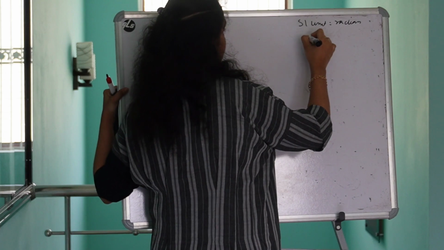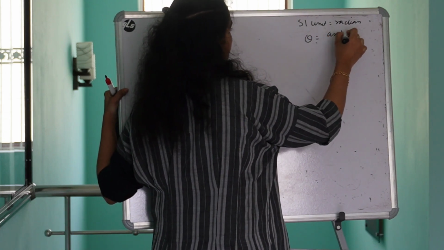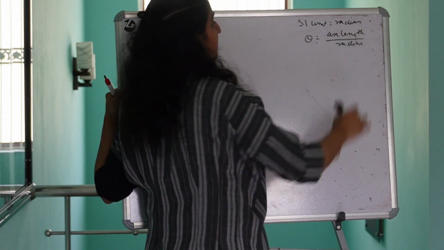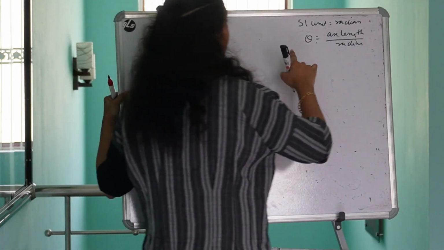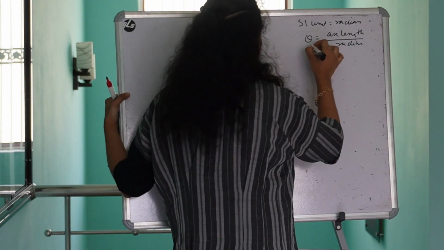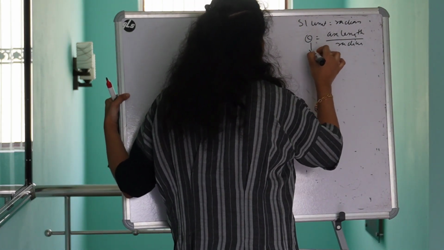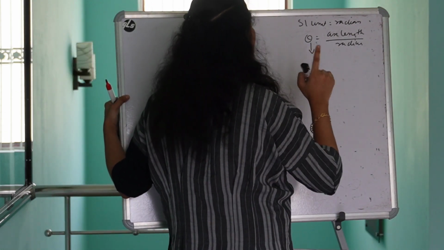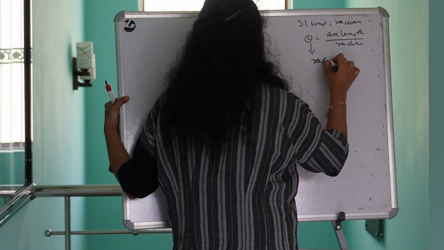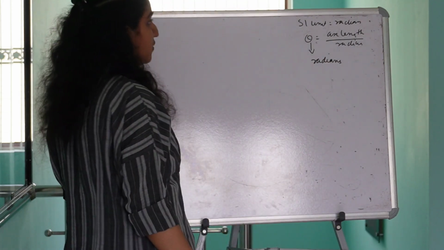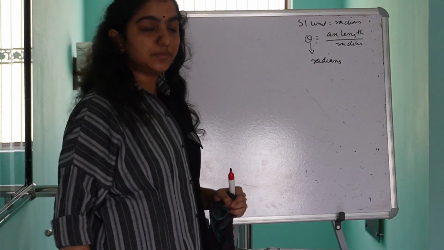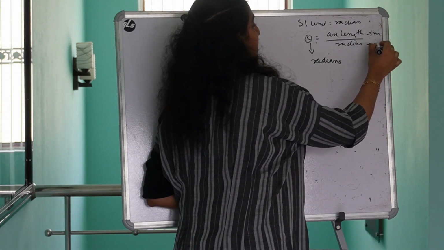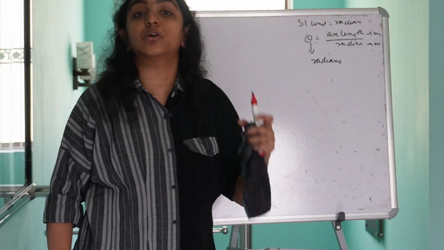And here in this case, we know theta is equal to arc length divided by radius. Here in this equation, there are some conditions. The unit of the angle theta should always be in radians, and the unit of arc length and radius should always be in meter.